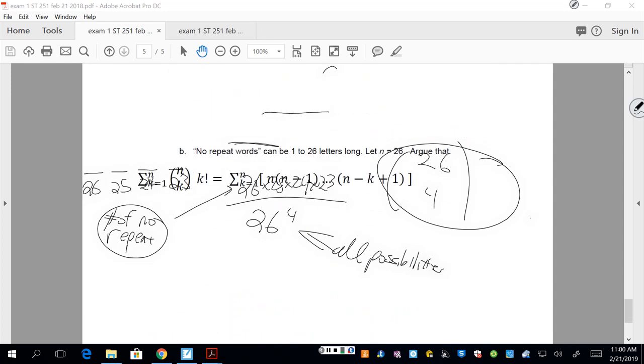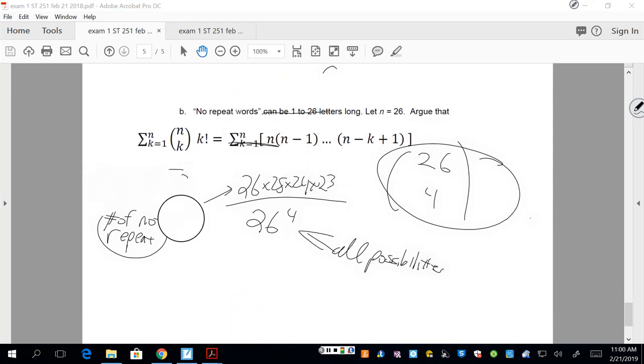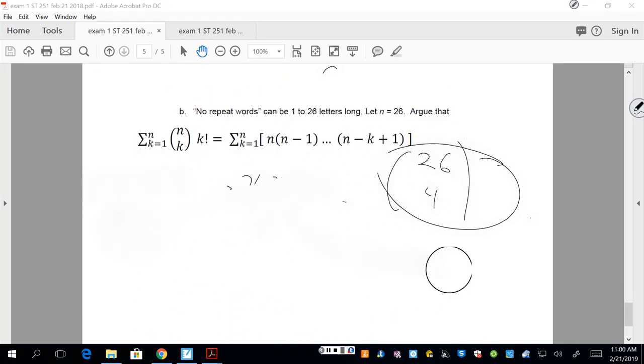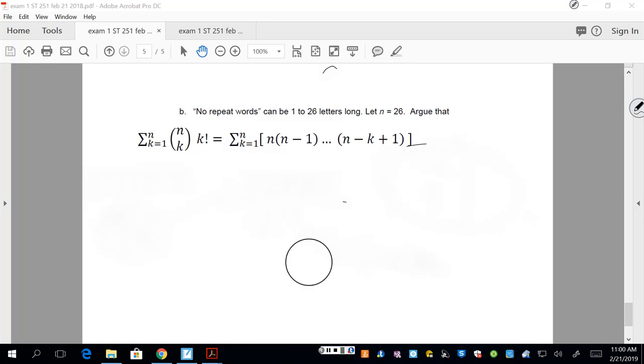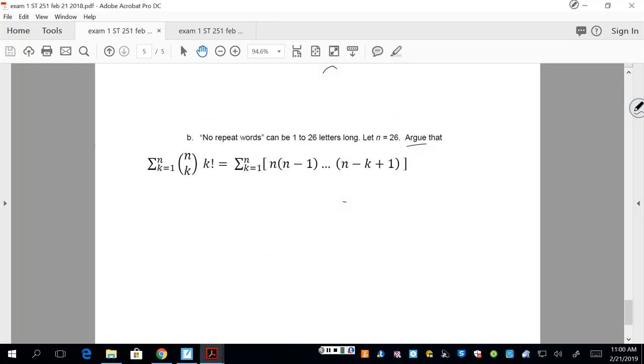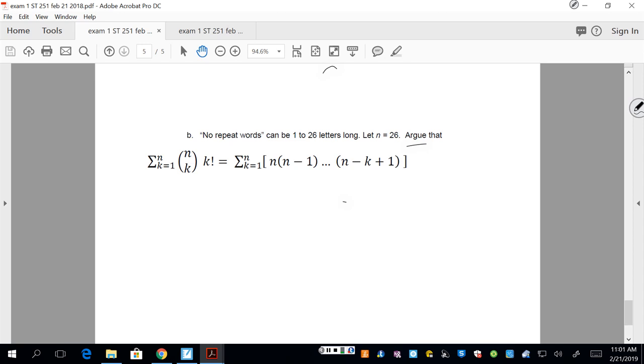Right, so here's a story problem type of thing. No repeat words can be 1 letter long, 2 letters long, 3 letters long, up to 26 letters long, right? After 26, there's no more letters, so you have to repeat one. So how many no repeat words are there if you allow the lengths 1 through 26?